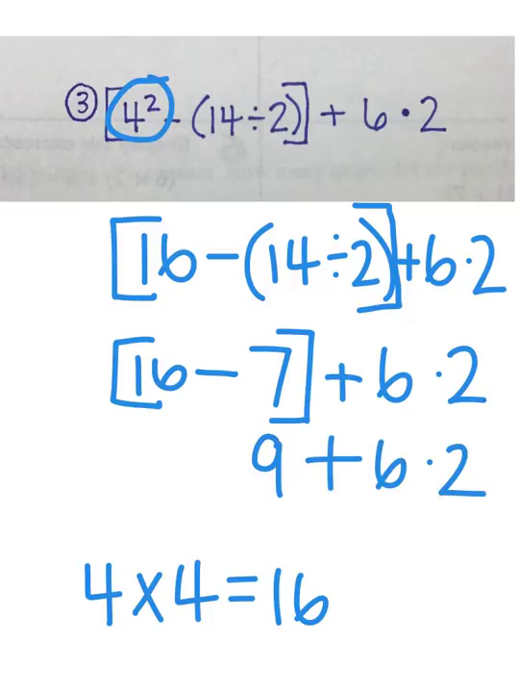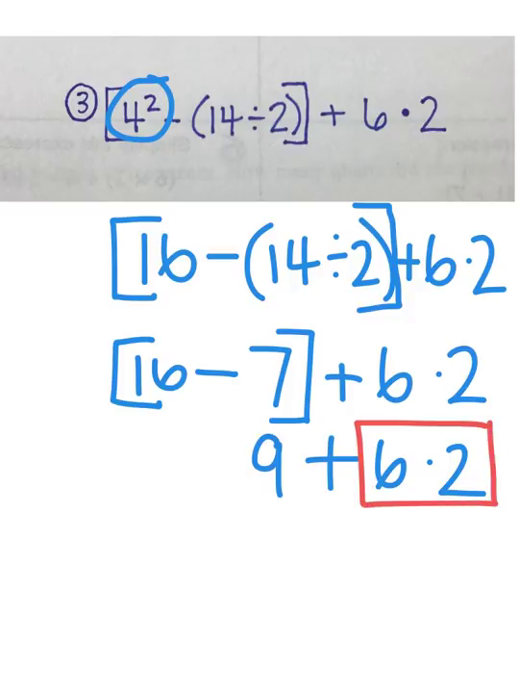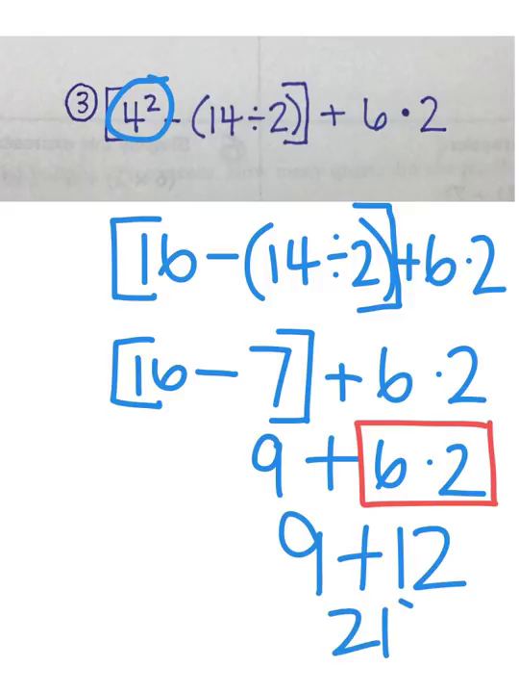And then we have 9 plus 6 times 2. Multiplication and division come before addition and subtraction. So we know we have to do 6 times 2 first. And we're left with 9 plus 12 and an answer of 21.